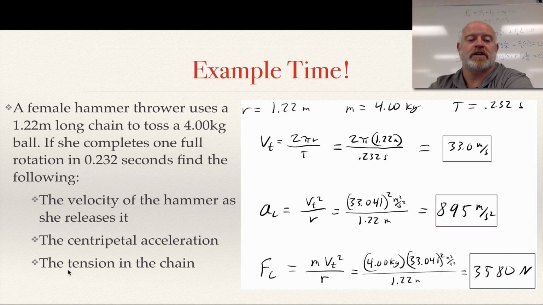Finally, the new stuff. Okay? So the tension. I could have really used any equation to solve this. I could have used both of them for force. I chose to use this one because I thought it was the simpler of the two. So I know my mass is 4 kilograms. I know that my tangential velocity from the very first problem was 33.041. I had to square that value, and then I'm going to divide that by the radius. And if I do that, I get 3,580 newtons.